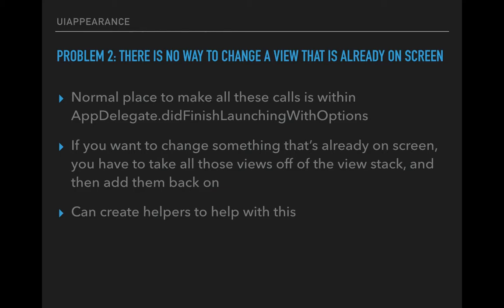Because when you set that UILabel.appearance, it's basically saying every instance of this that's created from now on, take this styling. So obviously everything that's already on screen doesn't take that. So you have to pop it off and pop it back on. So on screen means it's in the view hierarchy? Yes. Okay.